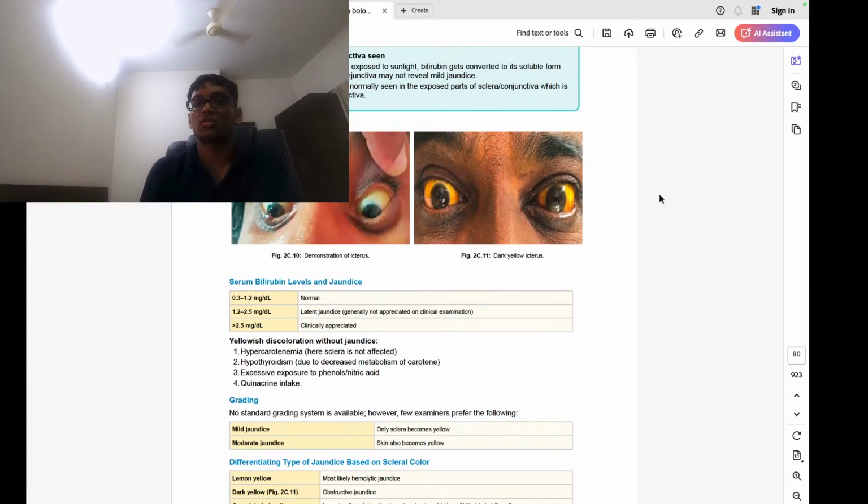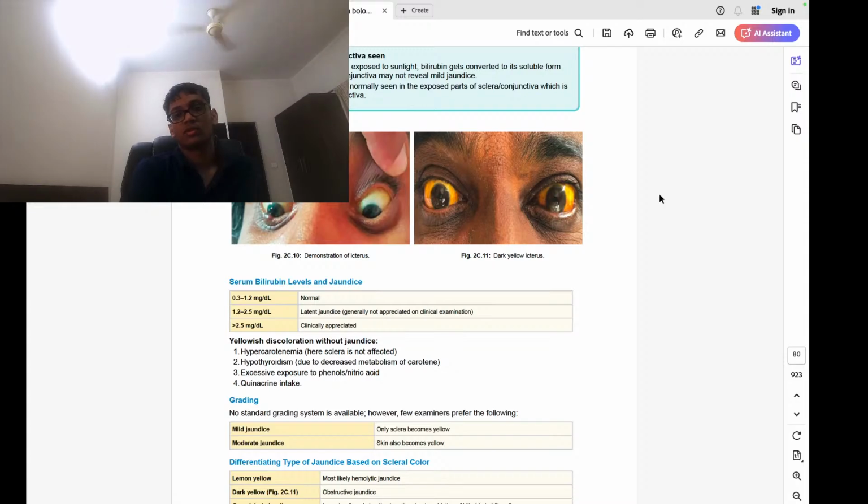Unexposed sclera or conjunctiva is seen differently from conjunctiva exposed to sunlight. Bilirubin gets converted to its soluble form on exposure, and hence the exposed part of the conjunctiva may not reveal mild jaundice. So bilirubin can be seen in the unexposed part of the sclera, which is called muddy sclera or conjunctiva.